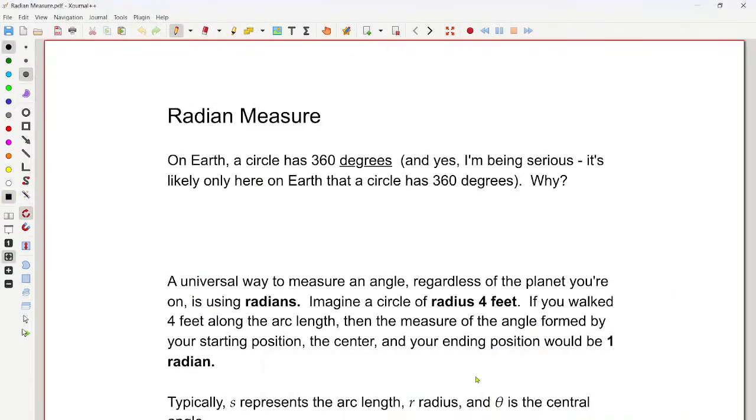All right, one more thing for tonight. Something called radian measure, and then we'll get our test back.